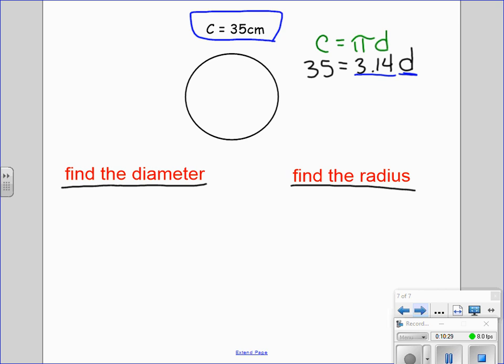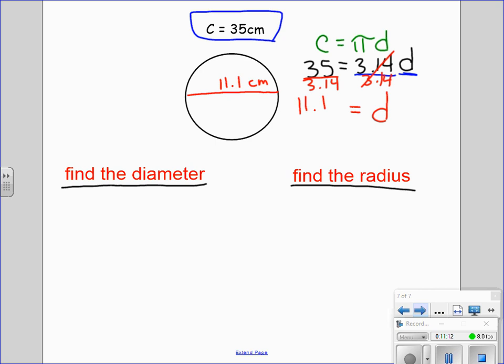So we will divide both sides by 3.14, and that should shed the 3.14 on this side and leave us with d. And then we have to divide this side by 3.14, and that's 35 divided by 3.14. Again, use your handy-dandy calculator. It's always handy-dandy, by the way. 11.14, or 146496. I'll just put it as 11.1. So our diameter, which is the distance across, is 11.1 centimeters.